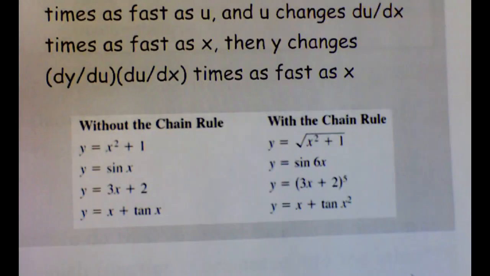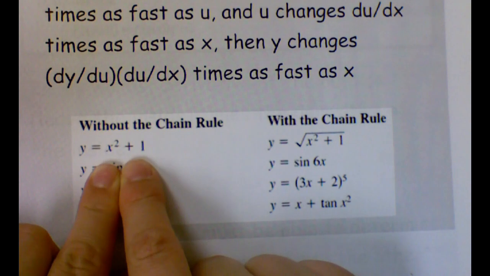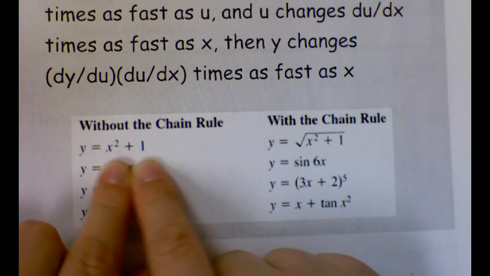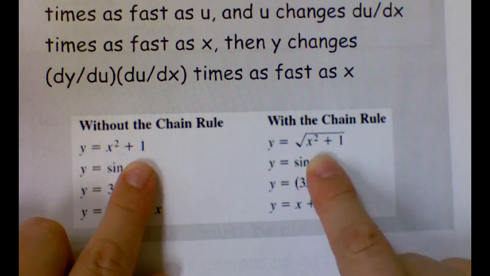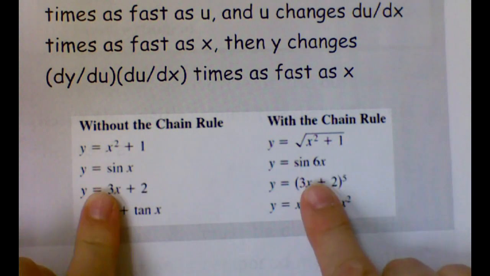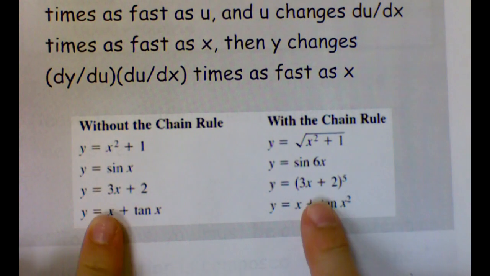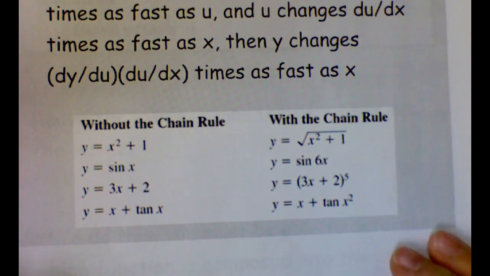So with the chain rule, we go from being able to find the derivative of x squared plus 1 to being able to find the derivative of the square root of x squared plus 1. Notice there's a function inside. Without the chain rule, we could find the derivative of sine of x. With the chain rule, we can find sine of 6x's derivative. So, a few more examples with and without the chain rule.